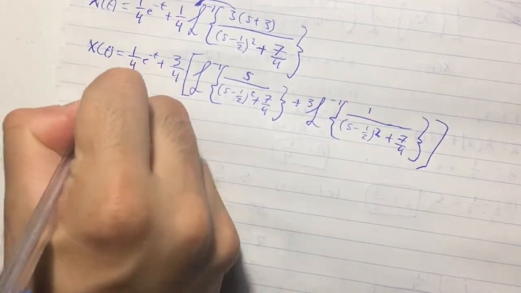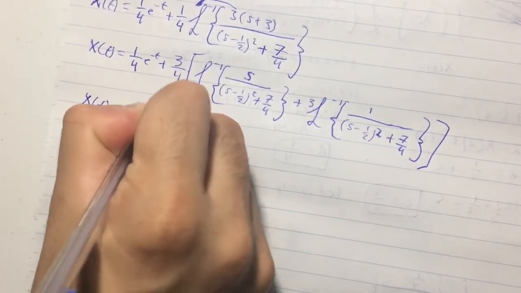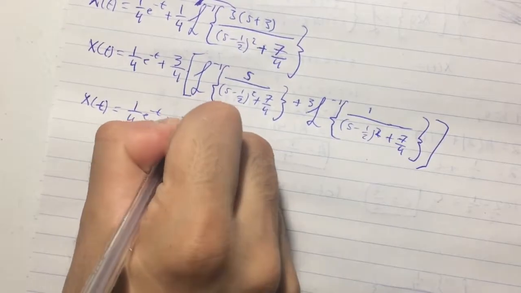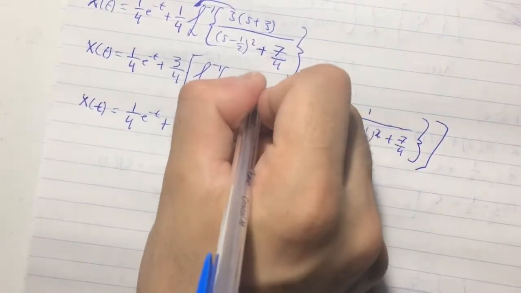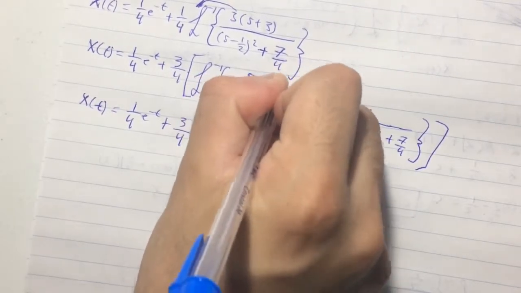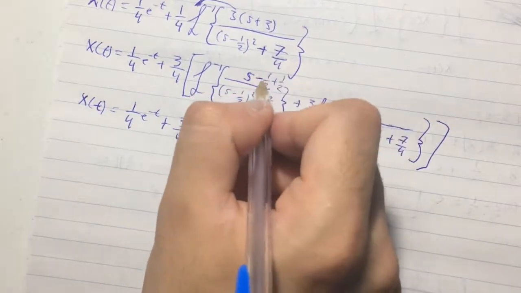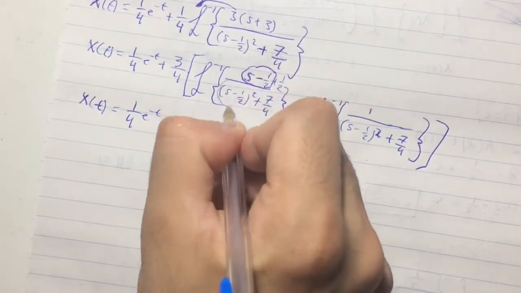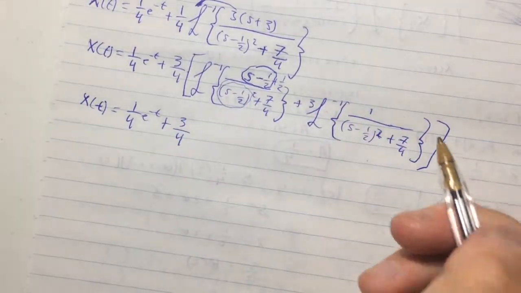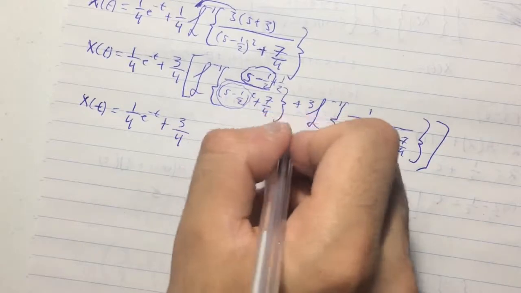So then x of t is equal to 1/4 e to the minus t plus 3/4. Now I'm going to do a step here, and I have a minus 1/2 plus 1/2. And that doesn't change the value, right? And the reason why I'm doing that is I know I need this s minus 1/2 here, because that's the exact same as this. And that will give me e to the at cosine of bt.